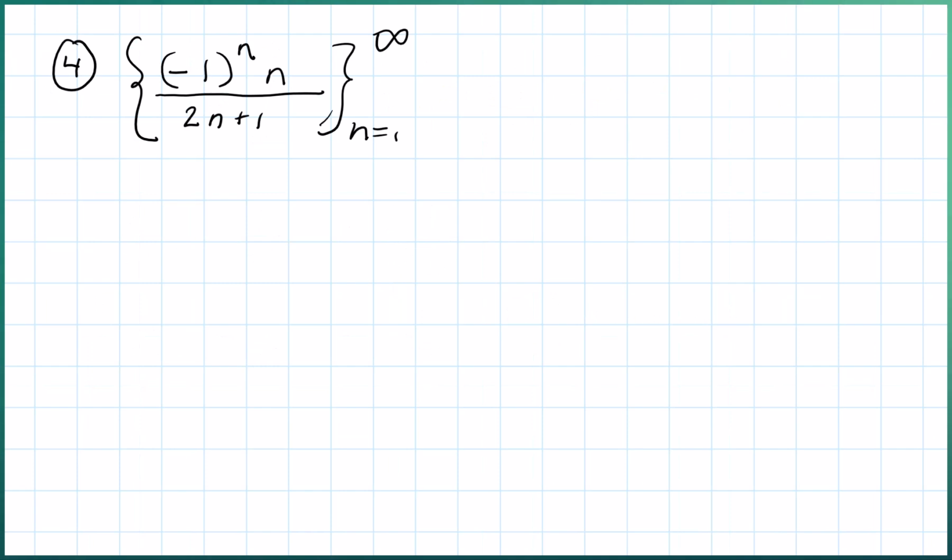Okay, let's take a look at this problem. Notice on this problem that we have a switch, which means we know that the signs of the terms are going to be alternating.